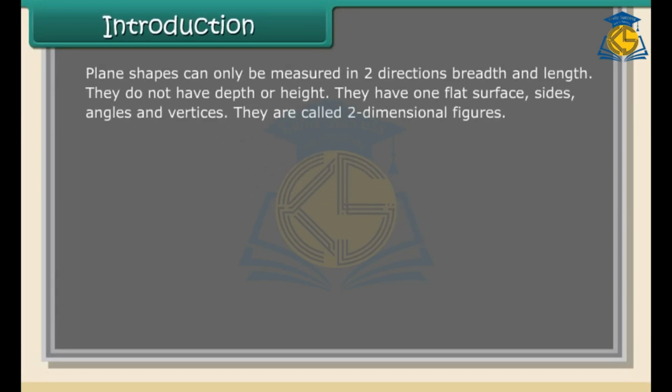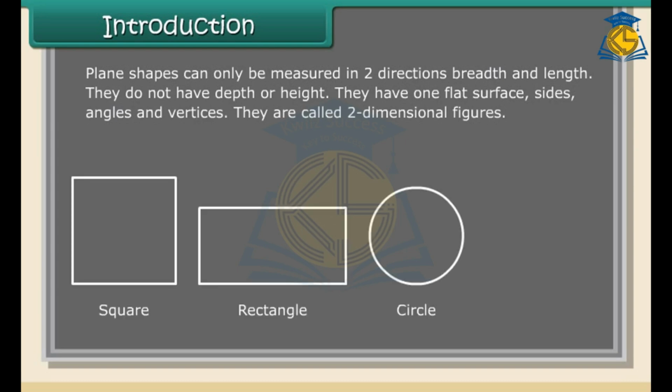Plane shapes can only be measured in two directions, breadth and length. They do not have depth or height. They have one flat surface, sides, angles and vertices. They are called two-dimensional figures, such as square, rectangle, circle, triangle.